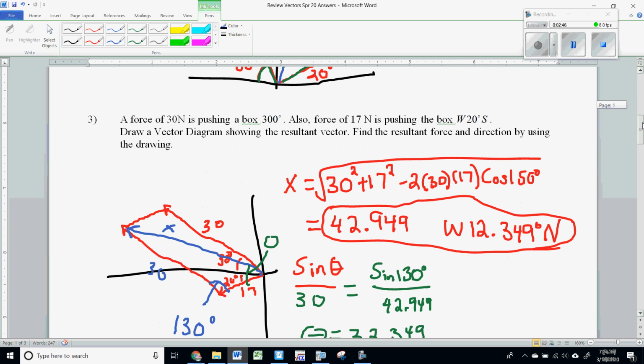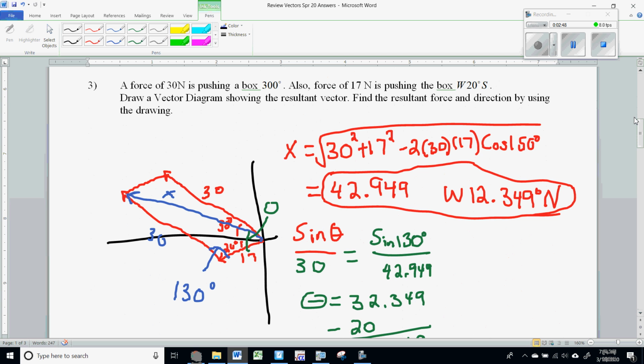The next one, a force of 30 newtons is pushing a box 300 degrees. And remember, with 300 degrees, when we're doing directions like that, north is 0, south is 180, west is 270. So 30 degrees would be this angle here. And so here is our side of 30 with the angle of 30. Our other vector is 17 newtons, and it's west 20 degrees south, which is down here. And then we're looking for the resultant x.